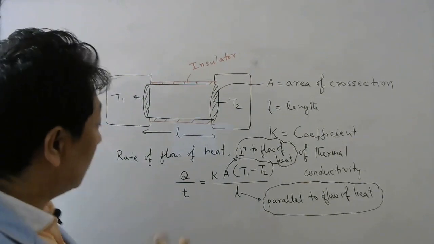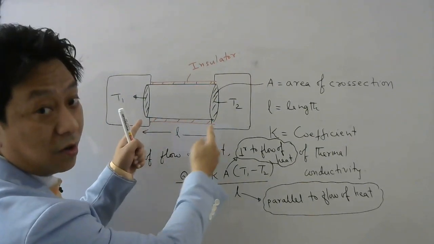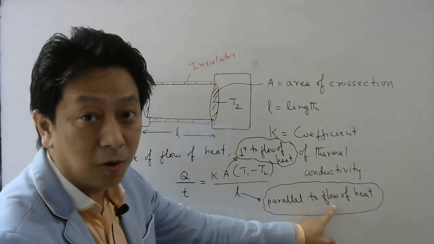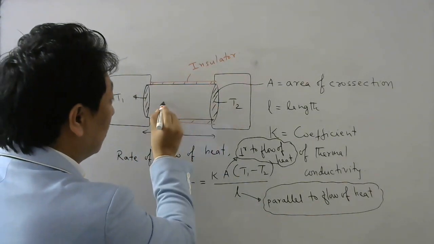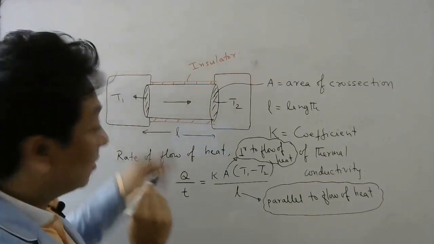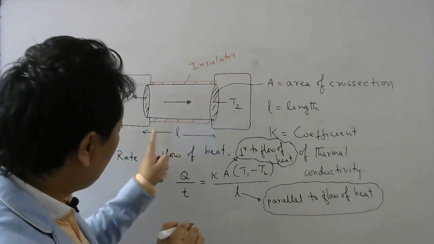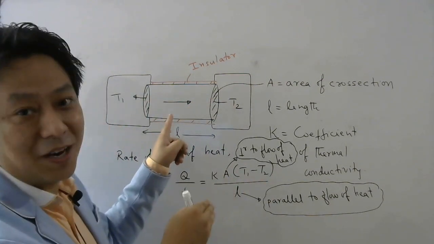Also try to remember that this length of the rod is always parallel to the flow of heat. So we know that heat will flow from higher temperature to lower temperature this way, isn't it? So this is the direction of flow of heat, and our length should be parallel to that flow of heat.